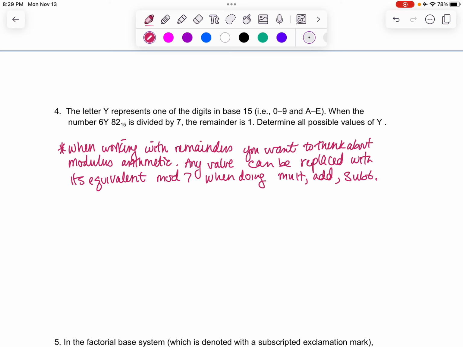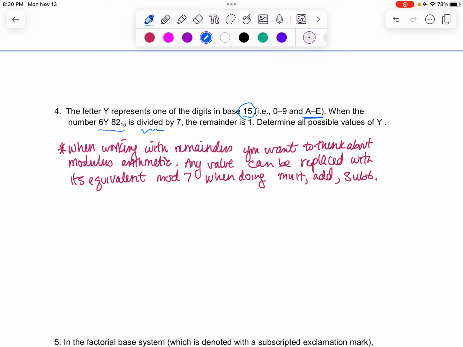So if we look at problem 4, we have the number y represents one of the digits in base 15. Whenever we have bases bigger than base 10, we often start using letters for the remaining digits. So we're in base 15, and when this number 6y82 is divided by 7, the remainder is 1.